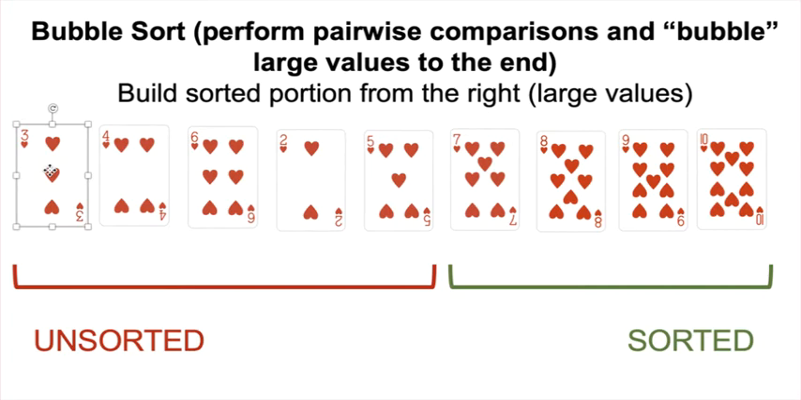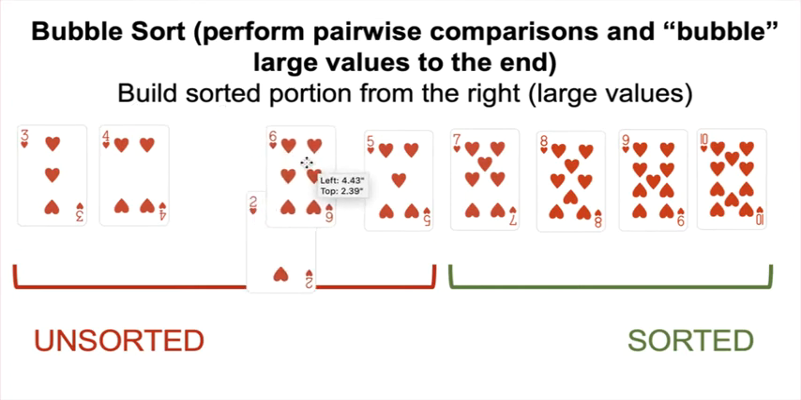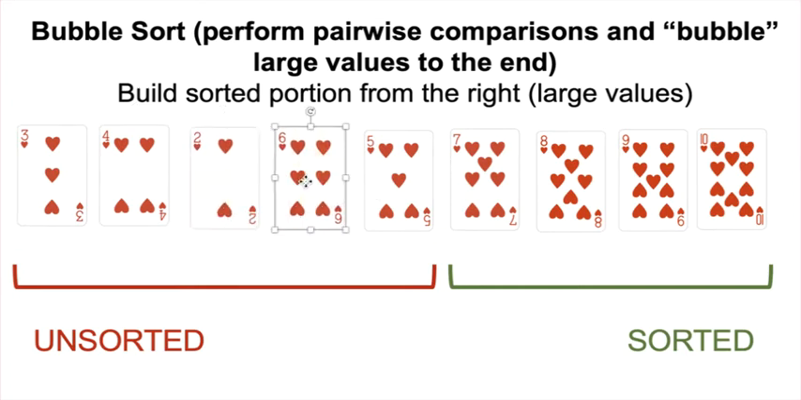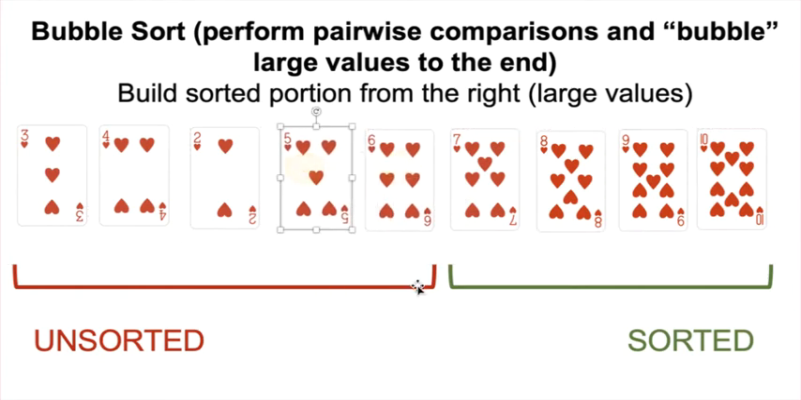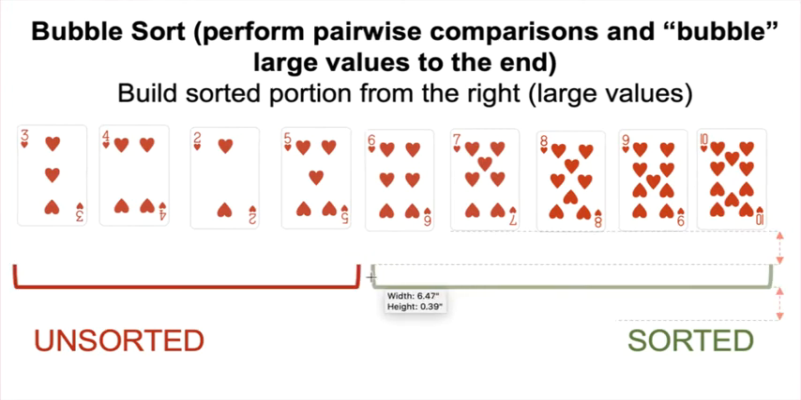Okay, so we're about to start the 5th iteration of bubble sort, right? This was the first iteration, this was the second iteration, this was the third iteration, and this was the 4th iteration. So this is the start of the 5th. 3 greater than 4? No. 4 greater than 6? No. 6 greater than 2? Yes. Swap. 6 greater than 5? Yes. Swap. Shrink by 1. Grow by 1.